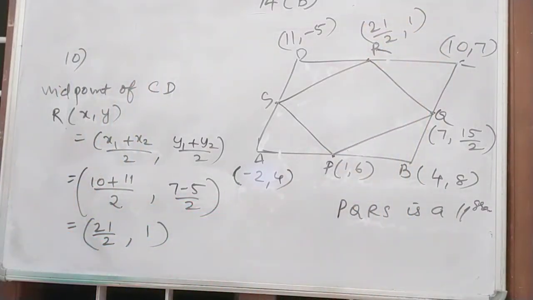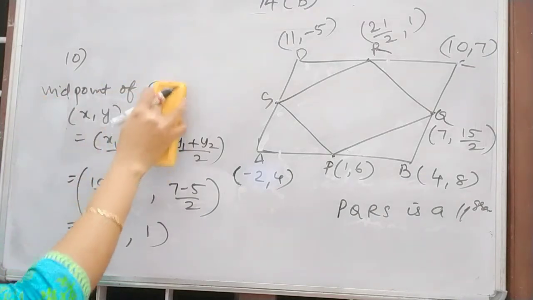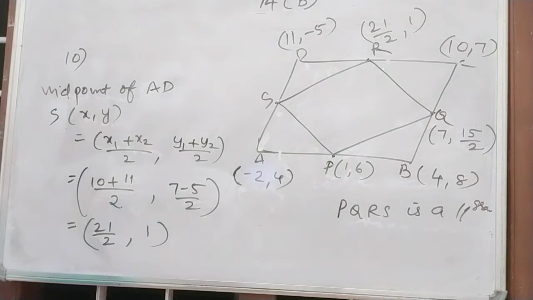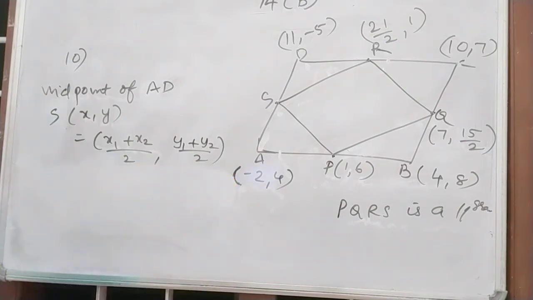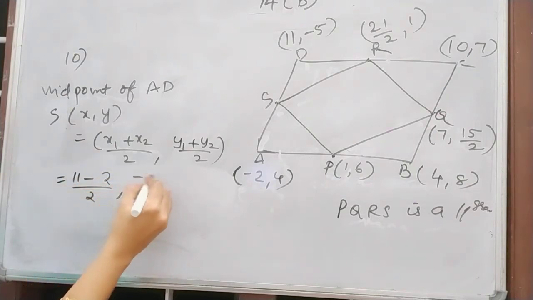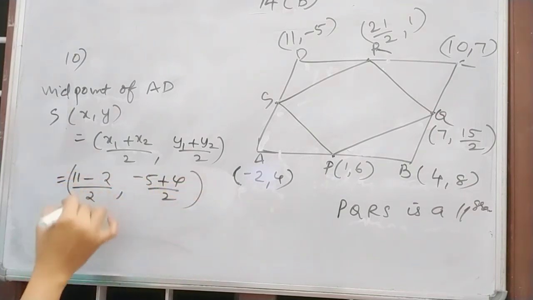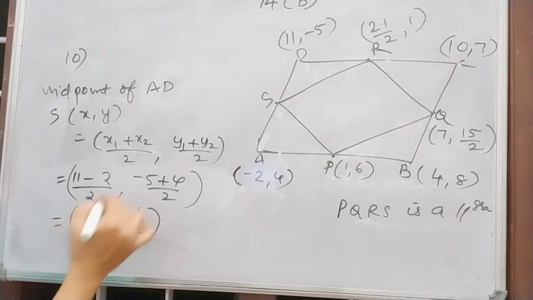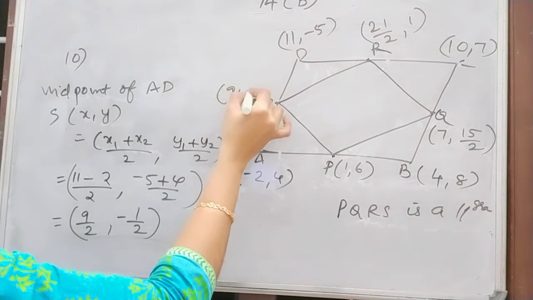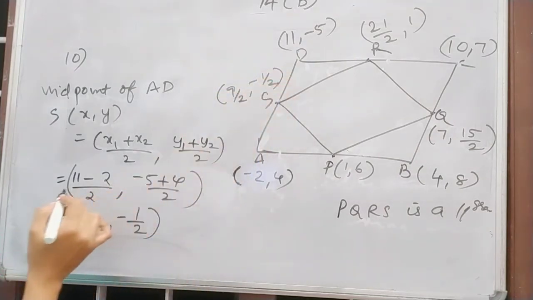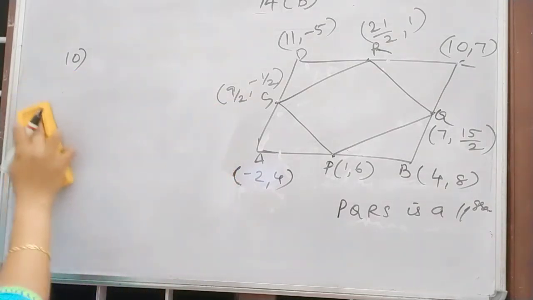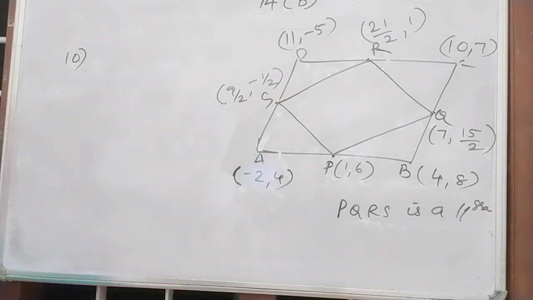Okay. Next S also we have to find out, that is the midpoint of AD. That is S(x, y). (x1 plus x2) by 2, (y1 plus y2) by 2. That is 11 minus 2 by 2, comma negative 5 plus 4 by 2, which is equal to 9 by 2, comma negative 1 by 2. So S we got as 9 by 2, comma negative 1 by 2. So all the 4 points we got. Next we have to find out whether PQRS is a parallelogram or not.